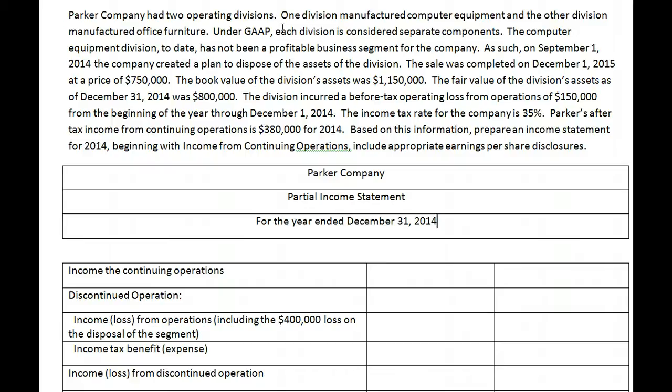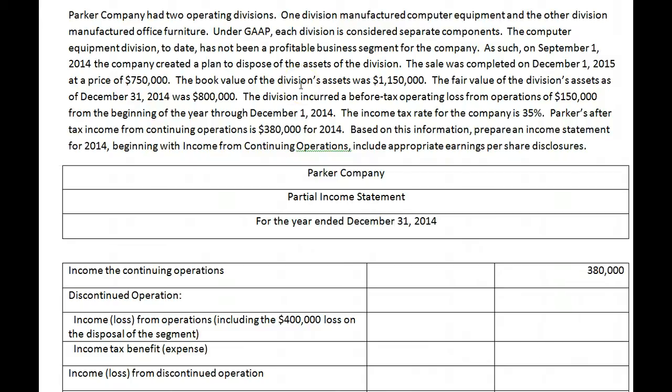The book value of the division's assets were $1,150,000. The fair value of the division's assets at December 31st, 2014 was $800,000. The division incurred a before-tax operating loss from operations of $150,000 from the beginning of the year through December 1st, 2014. The company's tax rate is 35%. Parker Company's income from continuing operations is $380,000 for 2014. Based on this information, prepare an income statement for 2014 beginning with income from continuing operations. All right, and again, we've already talked about that, and we know that it is $380,000.